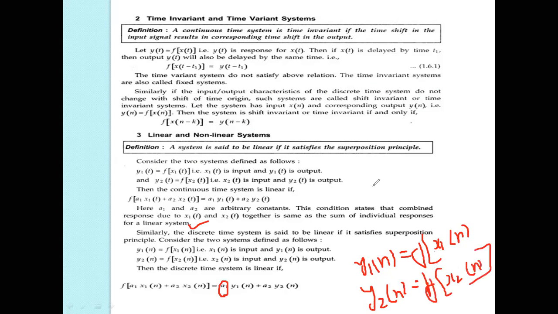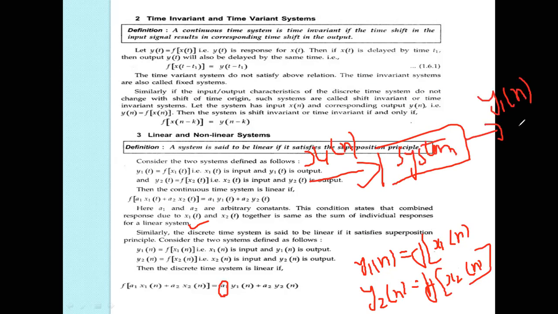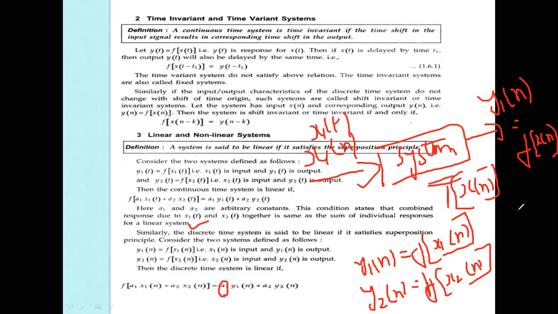Why are we writing the function? The signal x of n is passed through the system to get the response y of n. So what is the response here? The function of x of n. In some textbooks we write it as T of x of n. Don't get confused. Some textbooks represent it with T of x of n when the signal is passed to the system, whatever the signal, either a continuous time signal or a discrete time signal.